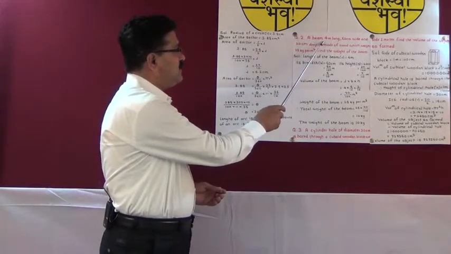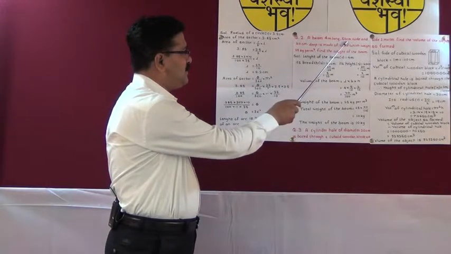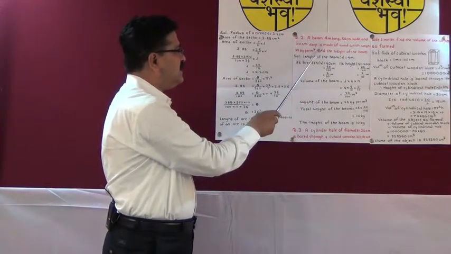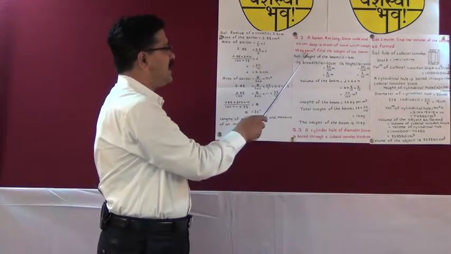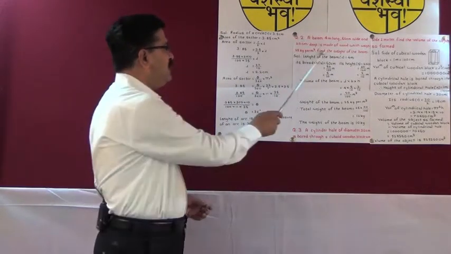A beam 4 meter long, 50 centimeter wide and 20 centimeter deep is made of wood which weighs 25 kilogram per meter cube. Find the weight of the beam.